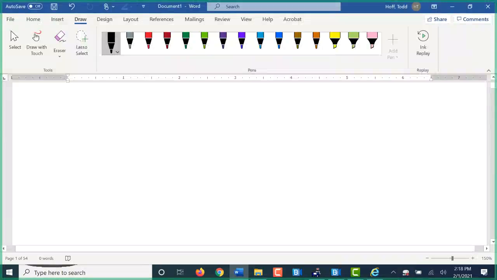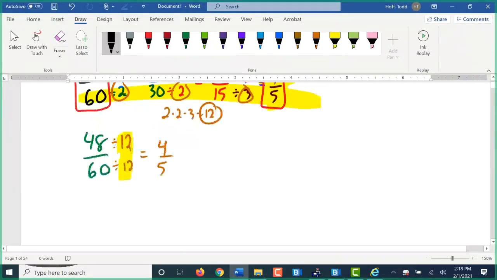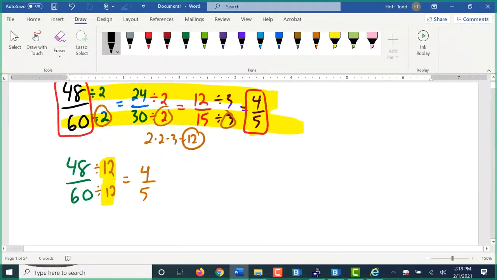Oh, sure. Yeah, and rather than trying to find that biggest number, it's easier if you just start dividing by twos and threes if it goes into both of them.